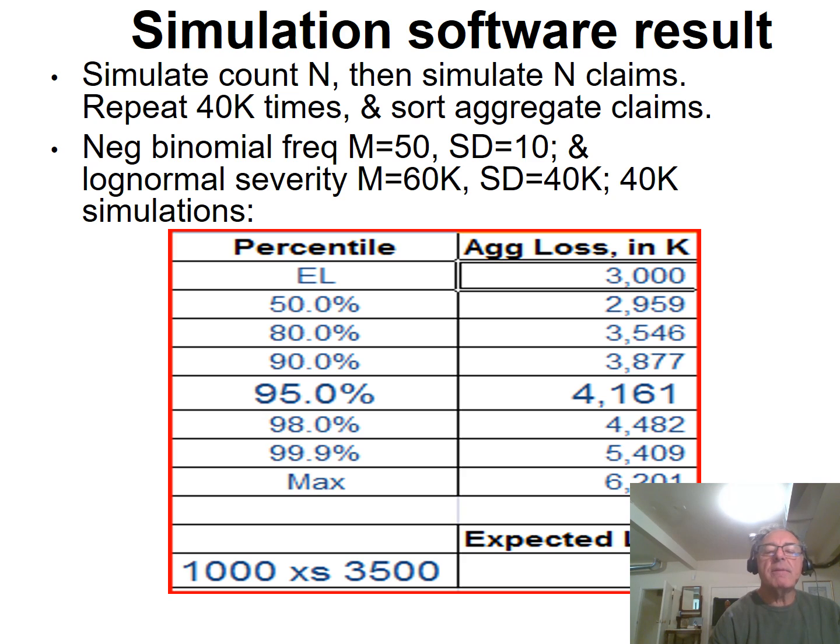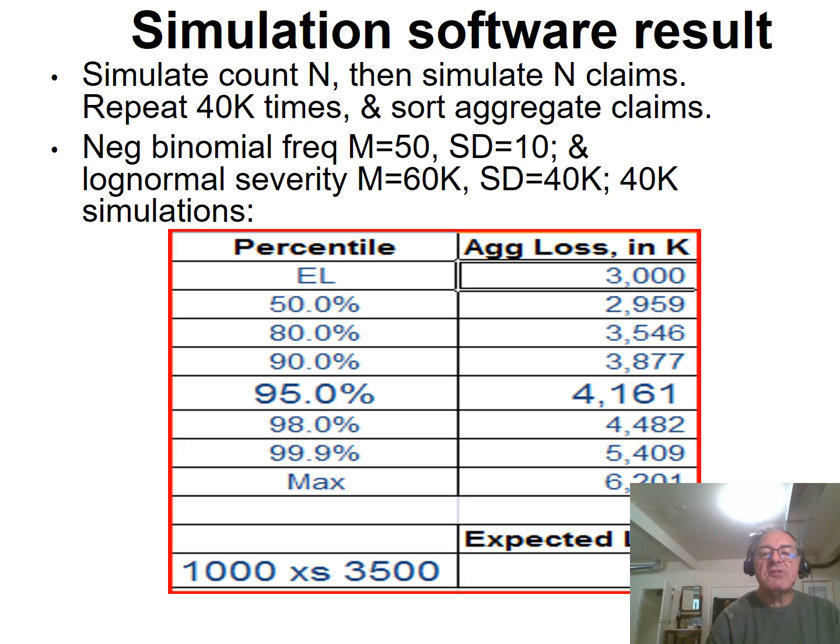So for each year of 40,000 years, first I simulate a claim number distribution. So maybe in year 1, I've simulated 30 claims, and then I've simulated 30 claim amounts. So I add up those 30 claim amounts, and that gives me the result for year 1. I repeat this 40,000 times. I think 40,000 is plenty for this. And now I have the results of 40,000 simulated years of experience.